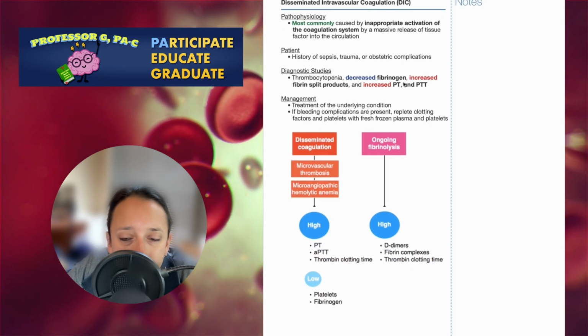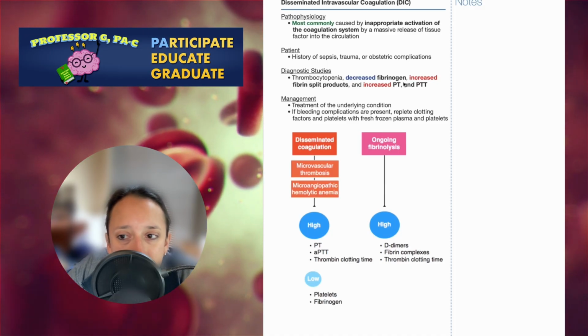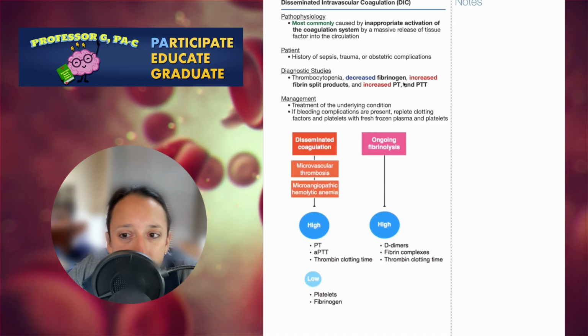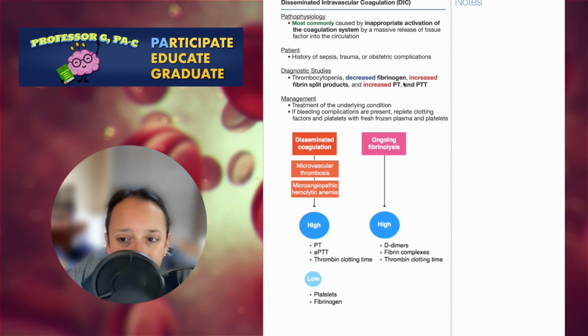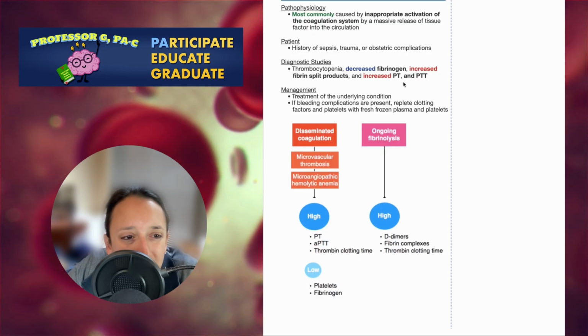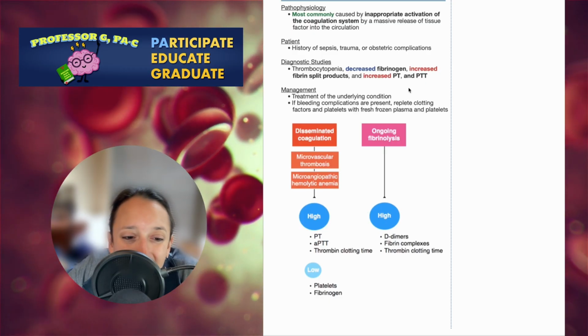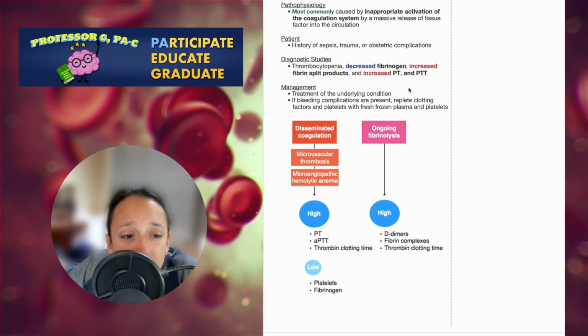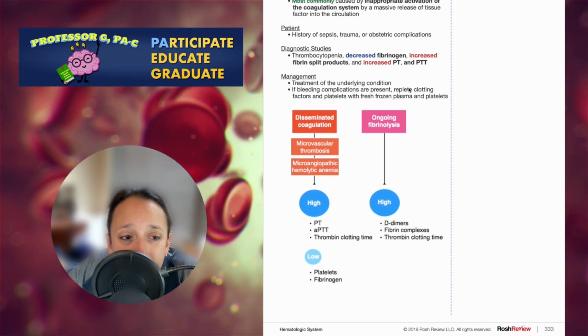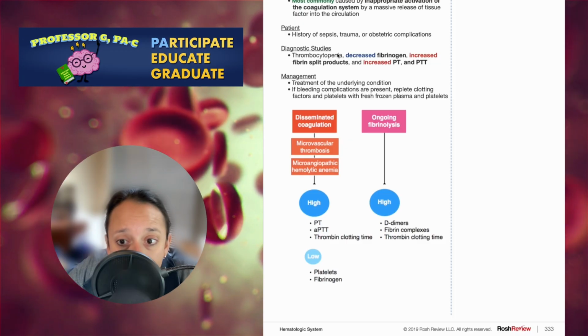And clinically, patients can present very, very ill. They're usually oozing from their IV sites. They start bleeding from their mucous membranes or nose, and they get petechiae or purpura. Organ dysfunction can usually occur because of all the microthrombi, such as renal failure, hepatic injury, respiratory distress. And basically on lab work, you're going to see the platelet count being low.